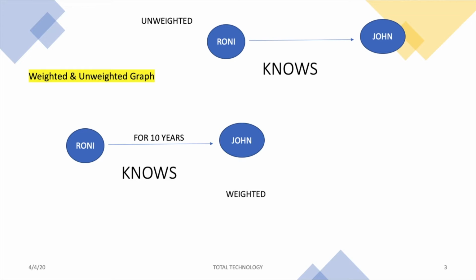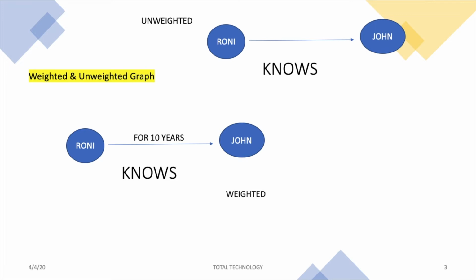In the first, unweighted graph, you can only say there is a relationship between Ronnie and John, and the direction is from Ronnie to John. Just forget about direction, just think about whether the relationship exists or not. From that graph we can only say that yes, a relationship exists between Ronnie and John, and the relationship name is knows, so Ronnie knows John. For the weighted graph, you can say Ronnie knows John, and for how many years he knows John: 10 years.